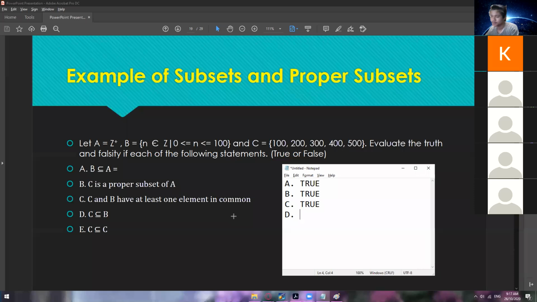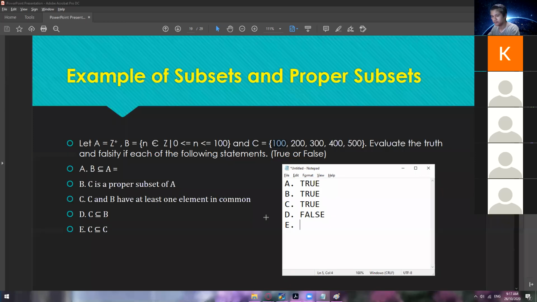True or false? Anyone? False. So this one is false. Kasi nga, wala naman tayong 200, wala naman tayong 300, 400, and then 500. So we only have 100, okay?